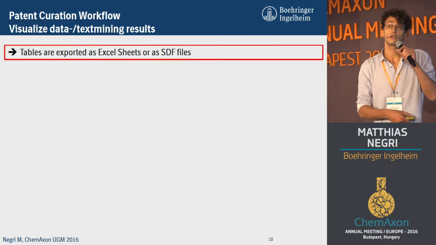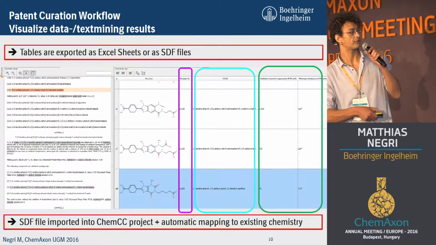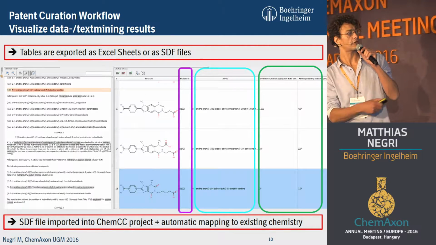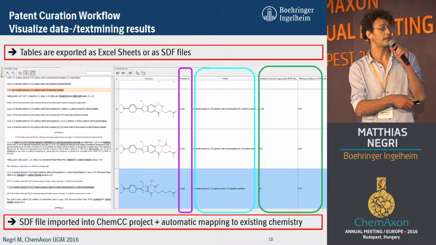Results usually exported either as SDF file or as an Excel sheet, or we might load them up into ChemCurator. And this is just a part of the compound view. And here there are some new columns which are just brought in automatically.